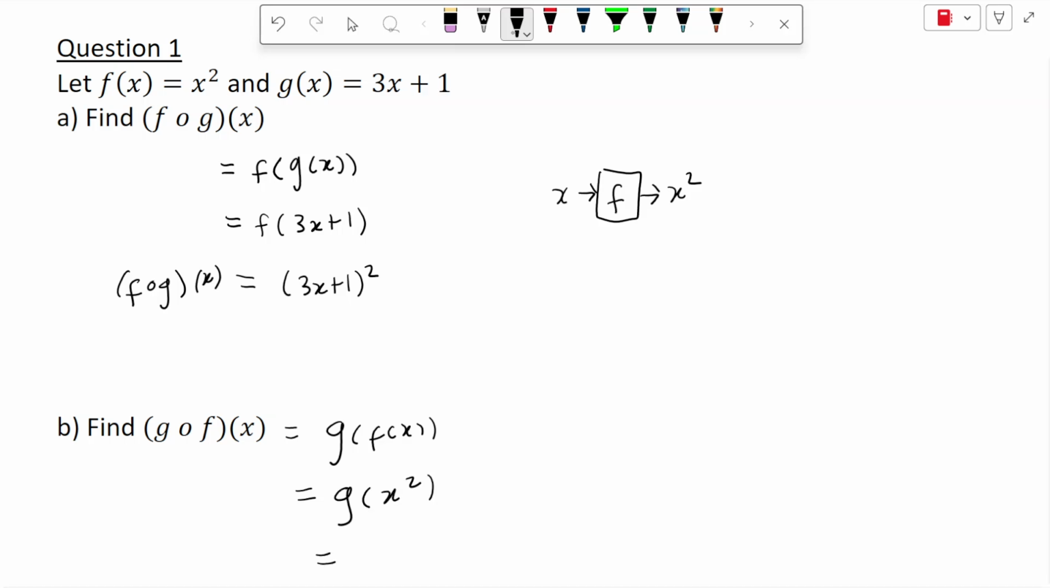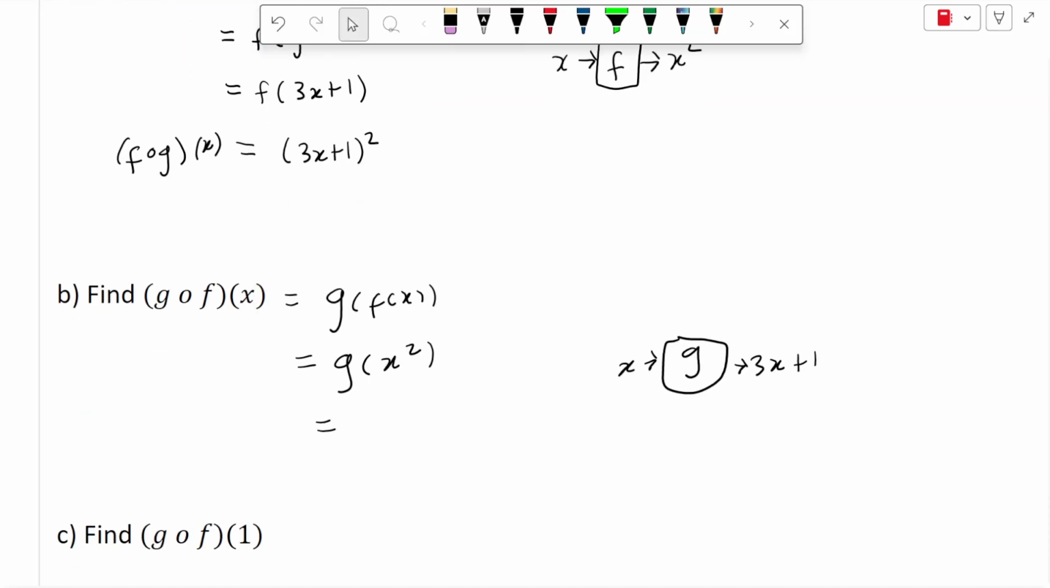And then to do g to something, you can think of it like this. g will take in an x value and it will send it to 3 times that x value plus 1. So if we plug in x squared to that, it's going to do 3 lots of x squared plus 1. So that there would be g of f. And you can see that those two are not the same function.